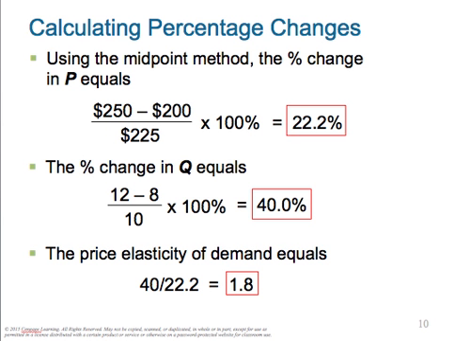The price elasticity is the quantity demanded percent change over the percent change in price, 40 divided by 22.2, and you get a much more solid elasticity figure of 1.8. Again, these calculations are based on the previous example given.